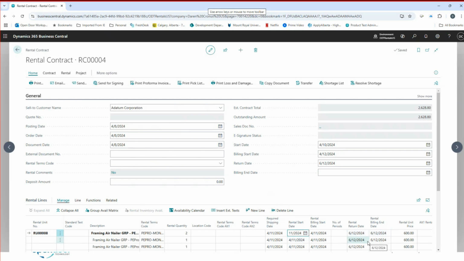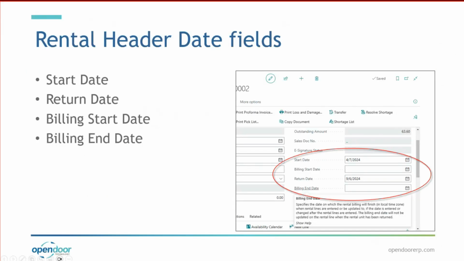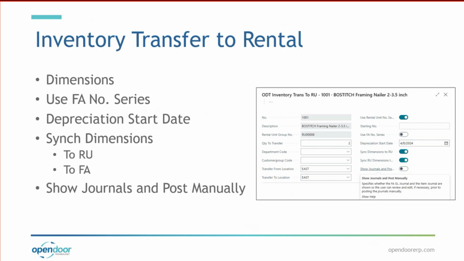Right? So modifications done directly on the lines will override what's been defaulted from the header. And that's basically it. Again, this is available on the rental contract and the rental quote. You just have to add the fields for personalization. Okay, so that was the rental date fields.